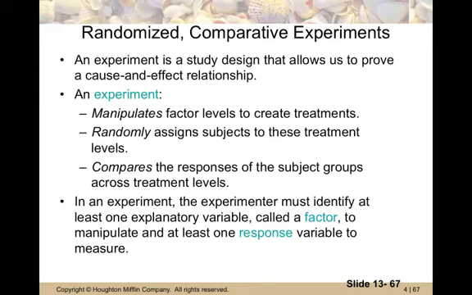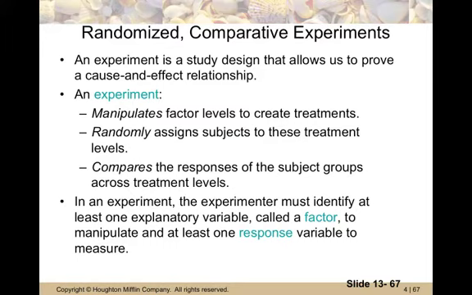In order to determine a cause and effect relationship, or causal relationship, a randomized comparative experiment would have to be established. An experiment is a study design that allows us to prove a cause and effect relationship. An experiment manipulates factor levels to create treatments, randomly assigns subjects to these treatment levels, and compares the responses of the subject groups across the treatment levels.